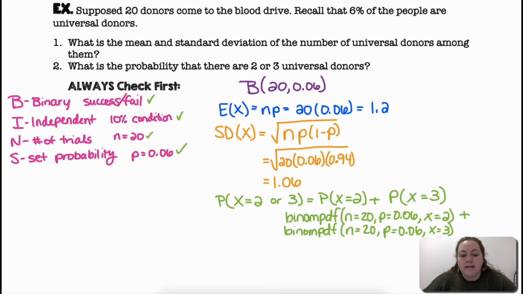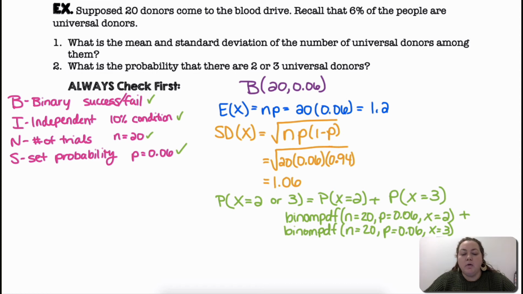All right, the probability that X equals 2 or 3, I'd have to find the probability that X equals 2 and the probability of X equals 3 and add them together. Because I am combining, but it's not all the rest of them. I'm going to do them separately and then add them together. So I'm going to do a PDF for precise for 2 and a PDF for precise for 3.